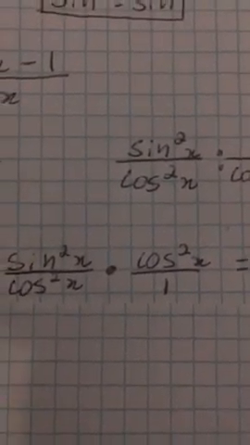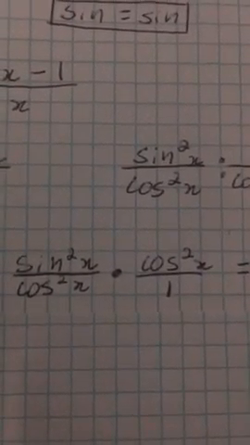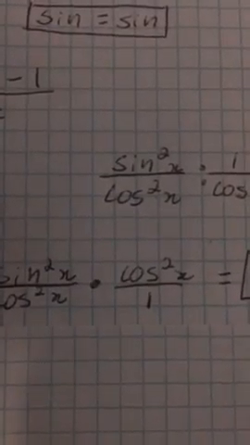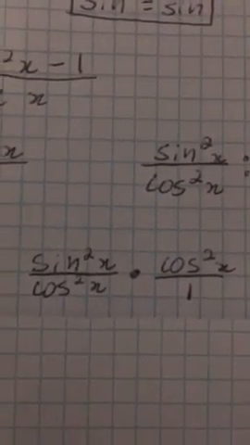As you can see, this problem became much easier after I canceled and transformed everything. So now all we have to do is cross the cosines out, and our answer will be sine squared of x. See, this problem looked hard at the beginning, but after we reduced everything and we paid close attention, it wasn't really much. It was step 1, 2, 3, 4, and boom, we have the answer.